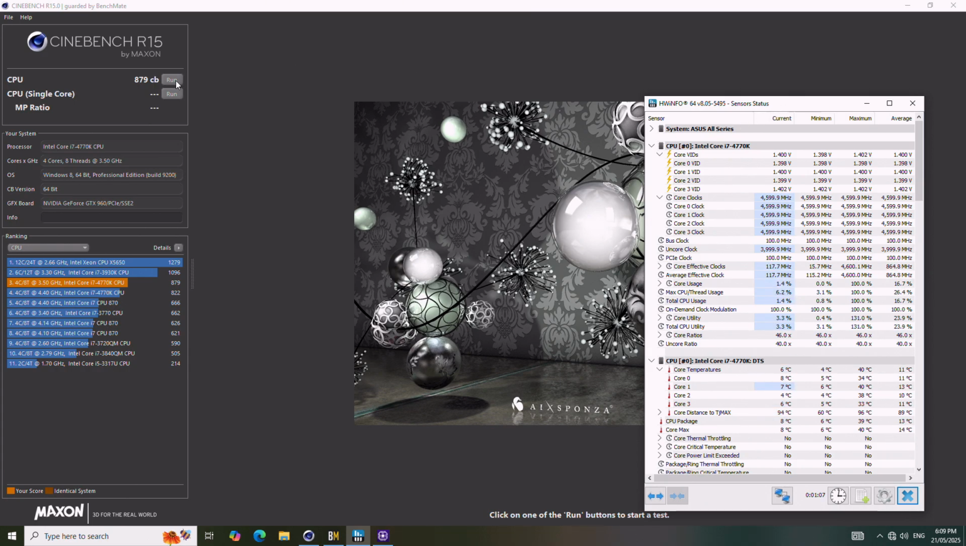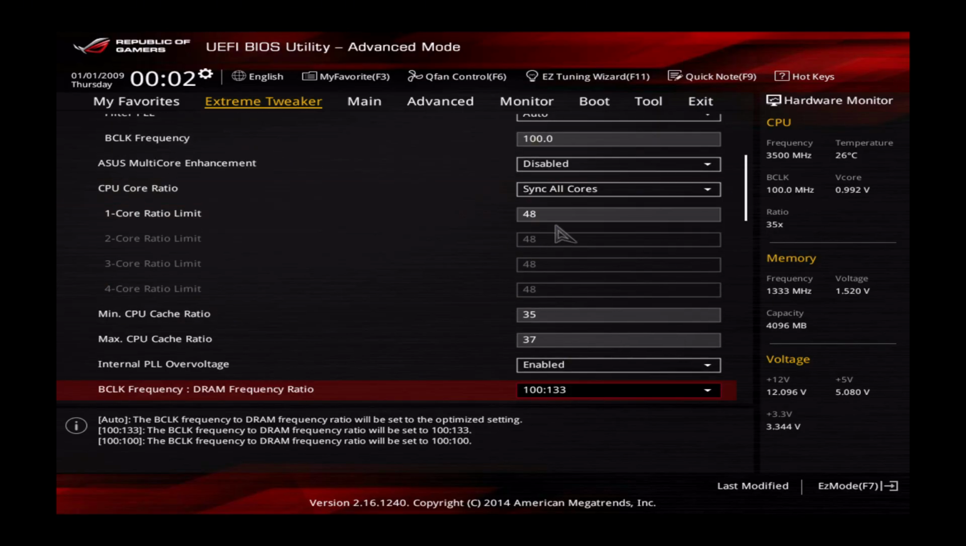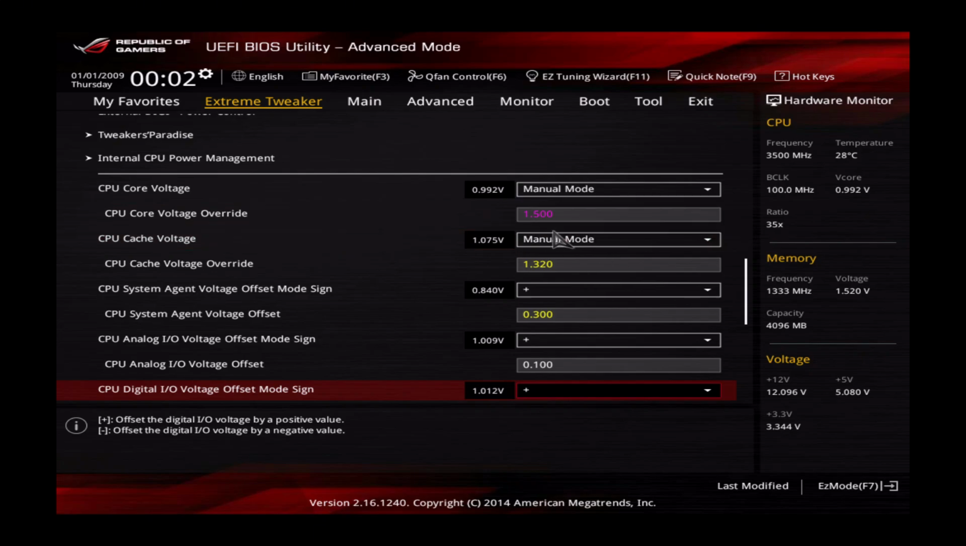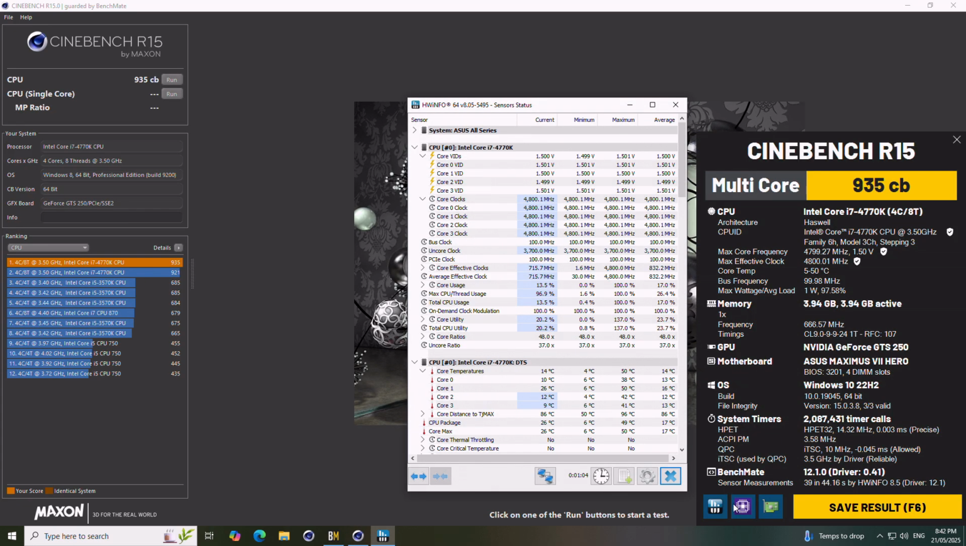So I thought, time to push it a bit further. So I went back in and went to 4.8, and we pushed the voltage up to 1.5, and it ran that as well. So I thought, this is brilliant, this ice is holding it, we're gonna keep pushing.